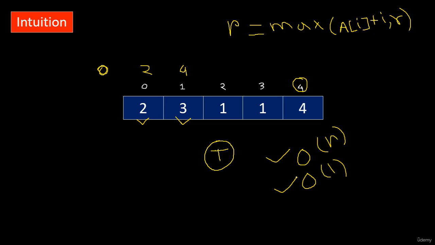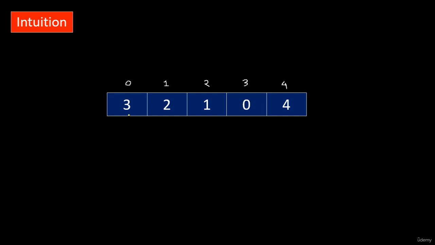Now let's take another example for better understanding. Let's say we're given this array of integers. We're initially positioned at index 0 and reachable equals 0 initially. Here let's calculate reachable. So 3 plus 0 is 3. So the max of 0 and 3 is 3. So the reachable here is 3.